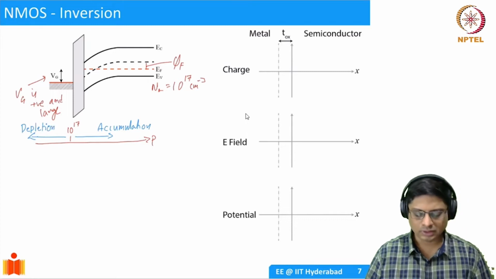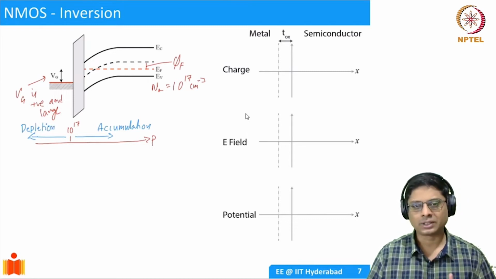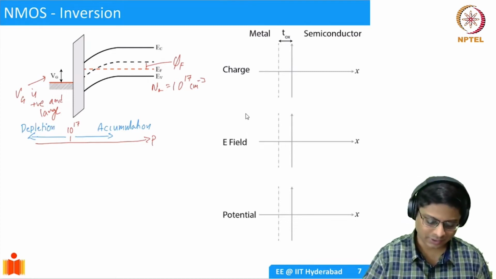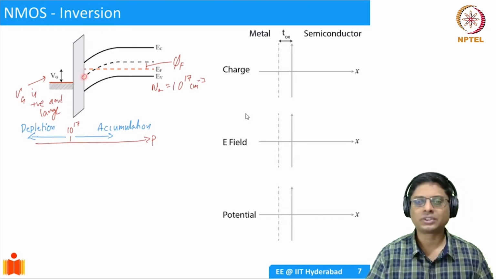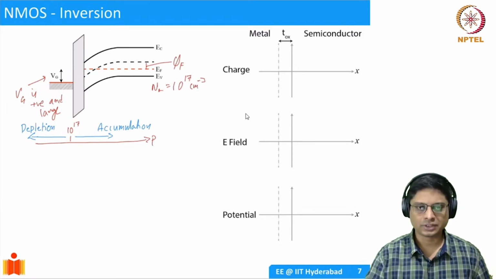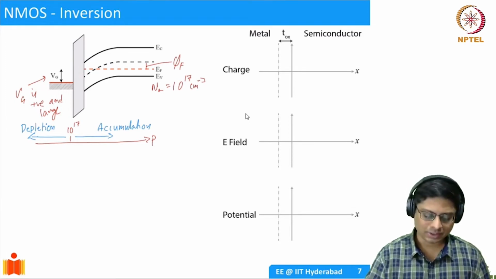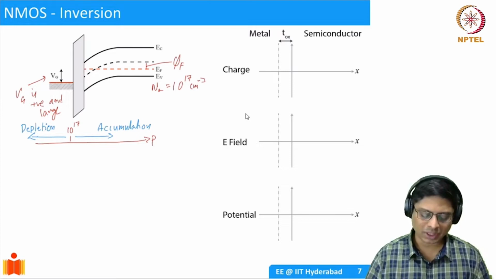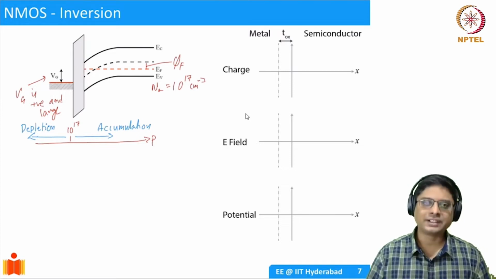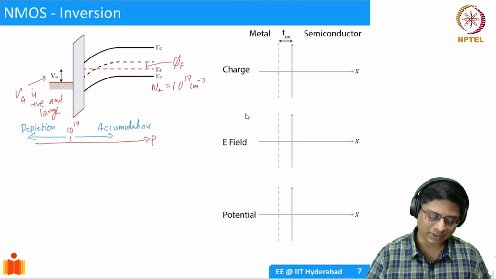Once my EF at the surface, this is EF at the surface, crosses my EI, essentially the hole concentration is less than the intrinsic hole concentration. So what you have now is basically the Fermi level is closer to EC. Because of that, we deplete the holes as we keep increasing the gate voltage.